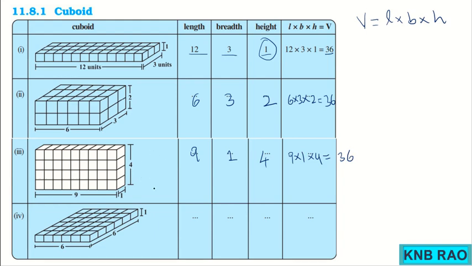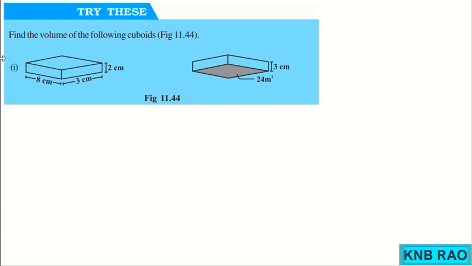Now coming to another arrangement, where 6 unit cubes are along the length and 6 unit cubes along the breadth, and there is only 1 as the height. That means 6, 6, 1 gives the same 36 unit cubes. So we have a formula to find the volume of a cuboid as length into breadth into height. Now we shall solve some questions on it. Here I have taken these to try.